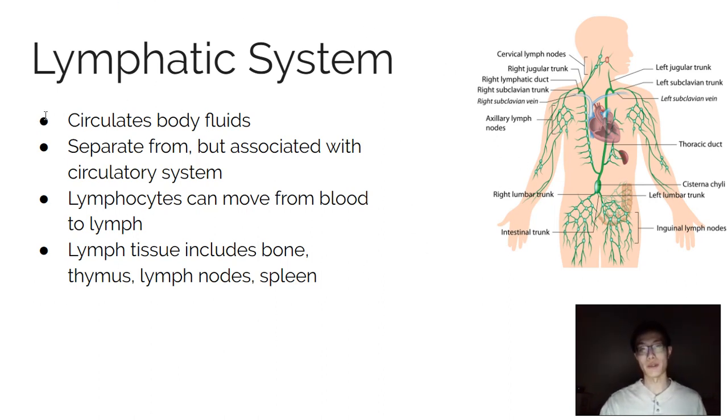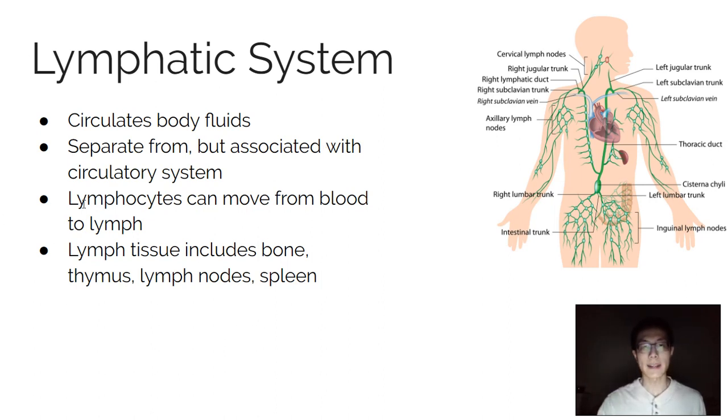actually allows for circulation of fluids within our body. Now, it's actually separate from our circulatory system, but is associated with it. So, interestingly enough, whenever you eat lipids, so fats, your body actually breaks down the fats and then passes those fats in the form of chylomicrons across your lymphatic system before it actually drains into your blood. So it's separate, but there's also sort of a linkage between the two systems.